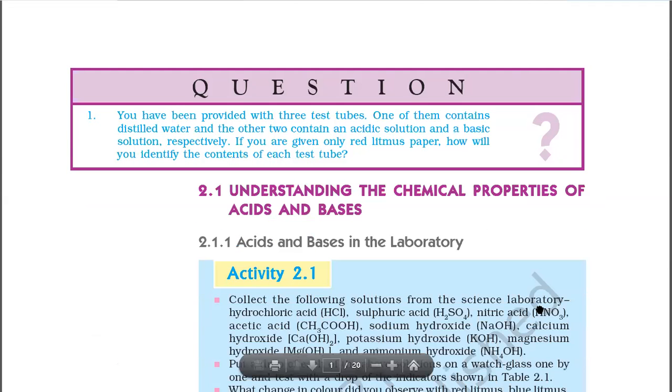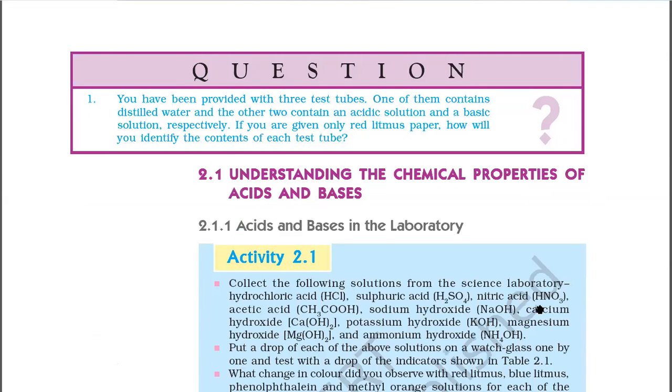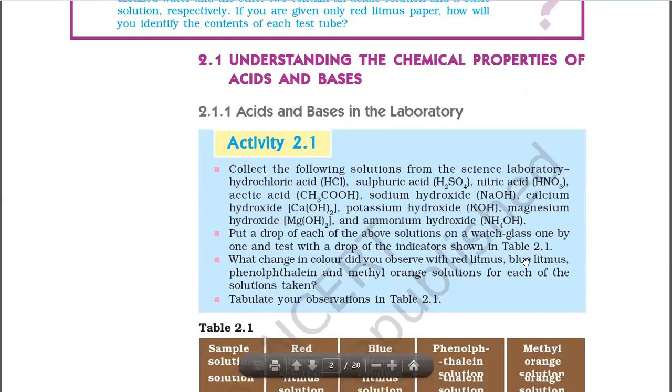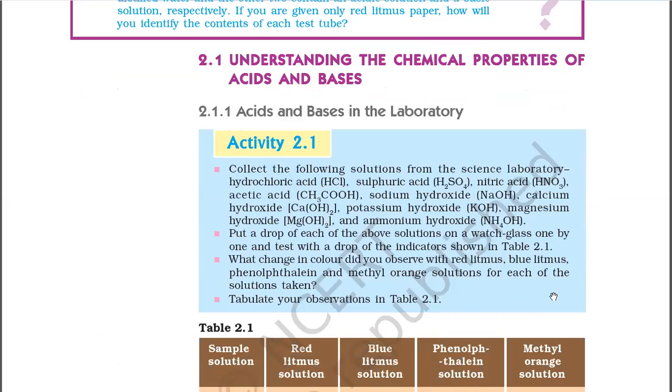Understanding the chemical properties of acids and bases. Acids and bases in the laboratory. Activity 2.1. Collect the following solutions from the science laboratory: hydrochloric acid, sulfuric acid, nitric acid, acetic acid, sodium hydroxide, calcium hydroxide, potassium hydroxide, magnesium hydroxide, and ammonium hydroxide.